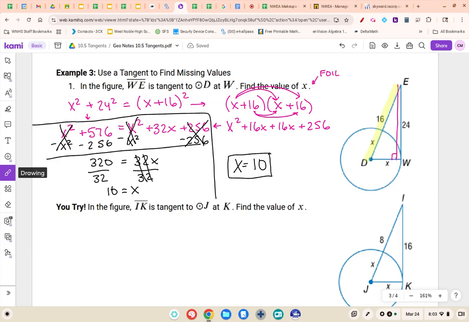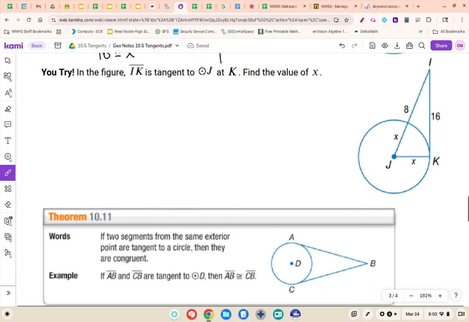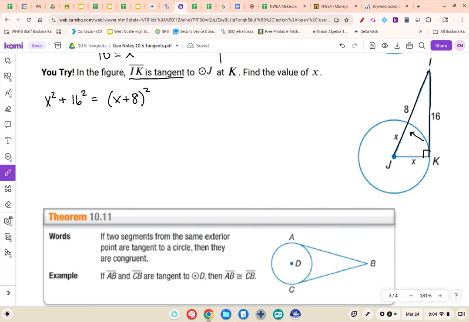See if you guys can do basically the same problem on the U-try. All right, let's do it. We know that segment IK is tangent, which means that we have 90 degrees here, which means this whole side is our hypotenuse. So we're going to set it up basically the same as the last time. We have leg squared, so x squared, plus 16 squared equals x plus 8 squared. And I know that has to be on this side of the equals by itself because it's across from the 90.